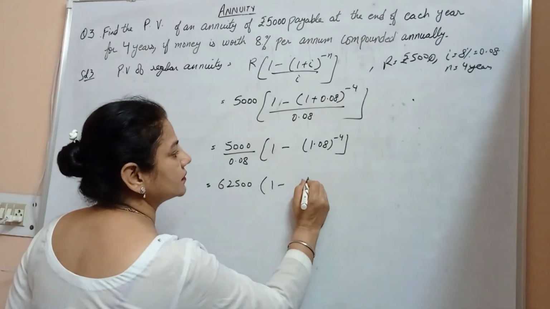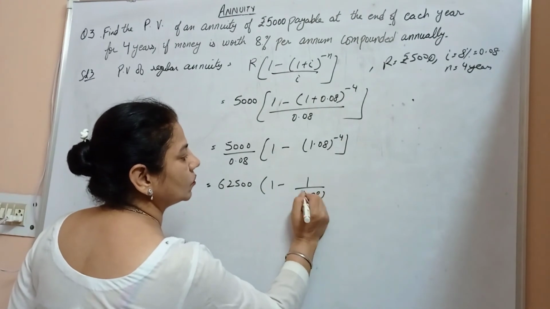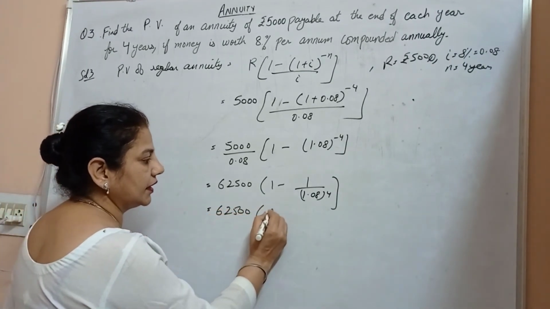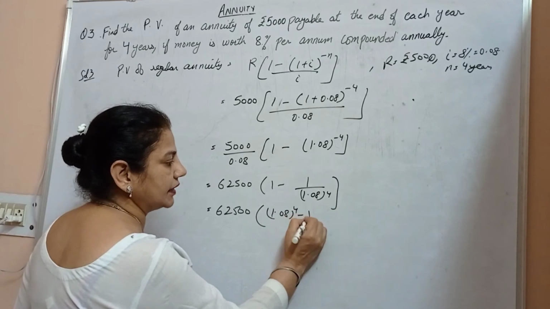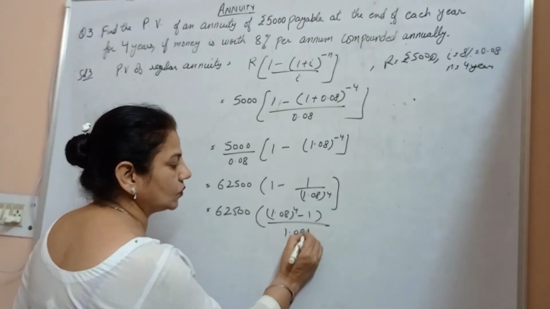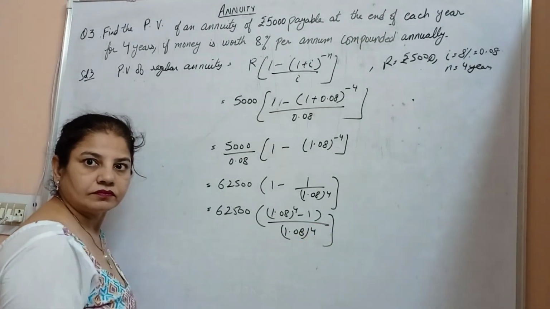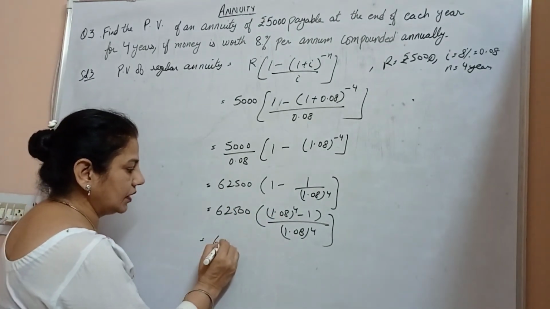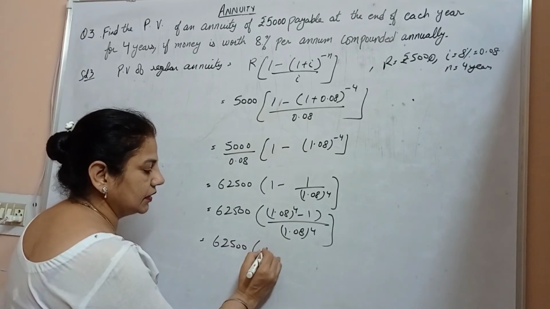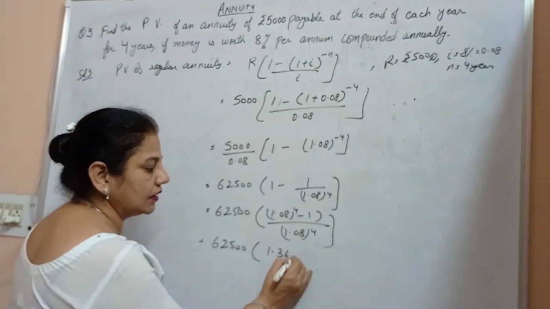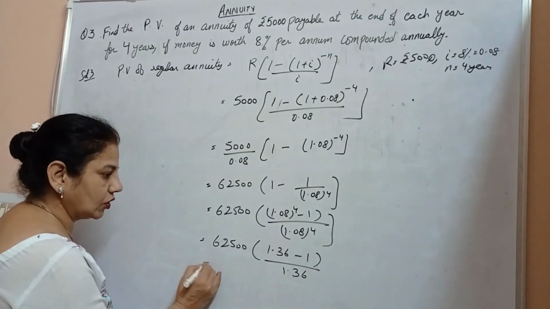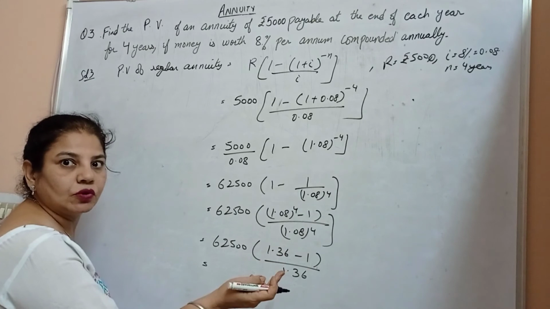I can write it here as 1 upon 1.08 whole to the power 4, making it a positive exponent. Taking the LCM, 62,500 times 1.08 whole to the power 4 minus 1, divided by 1.08 whole to the power 4. 1.08 whole to the power 4 is approximately 1.36, so we get 62,500 times (1.36 minus 1) upon 1.36. On solving, 1.36 minus 1 is 0.36.